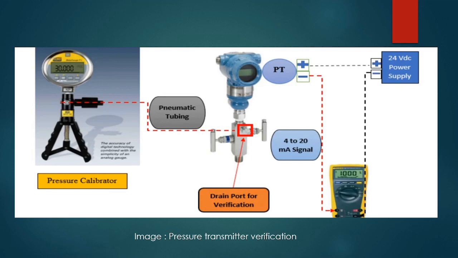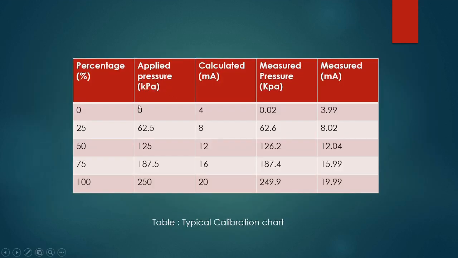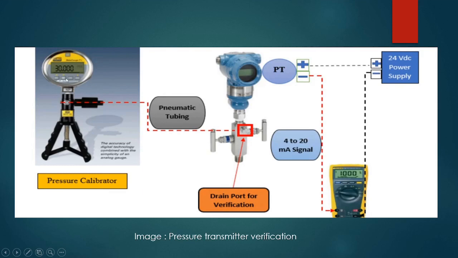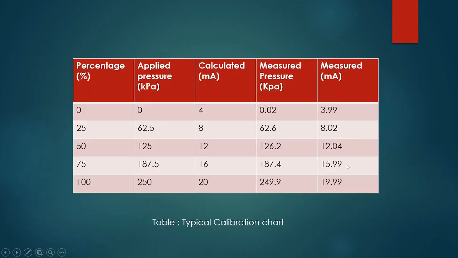Zero adjustment is done at 0% of the pressure, wherein you apply 0 kPa pressure through the calibrator to the pressure transmitter. And at this point, you're supposed to get at the multimeter milliamps of 4 milliamps. If the pressure transmitter is showing a different value, you're supposed to adjust it using the zero knob present in the pressure transmitter device until you get a value that is very close to 4.